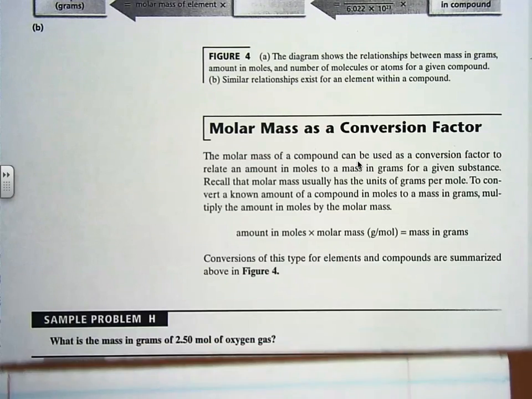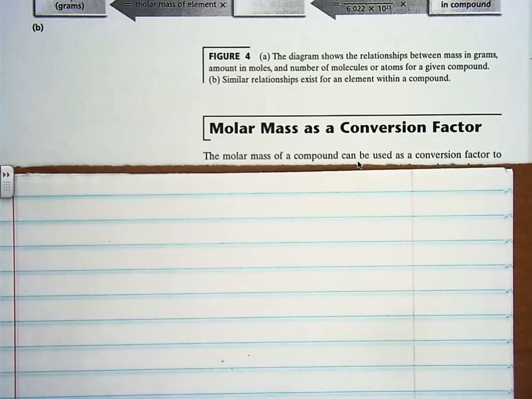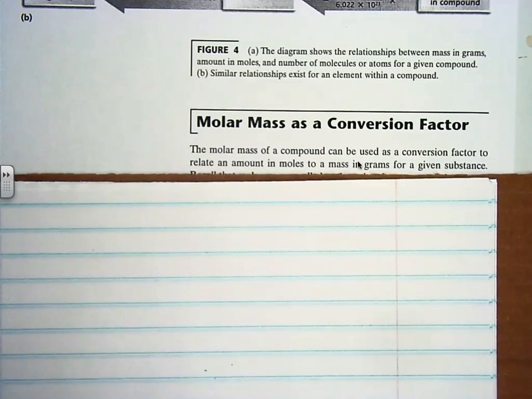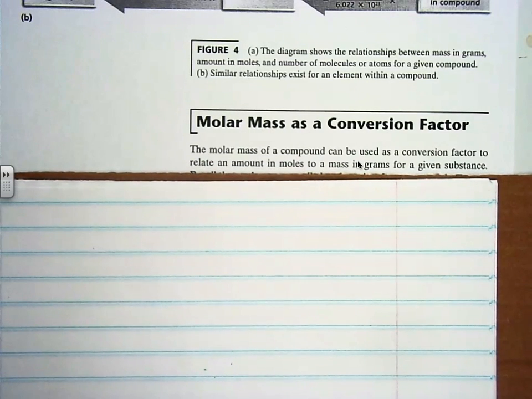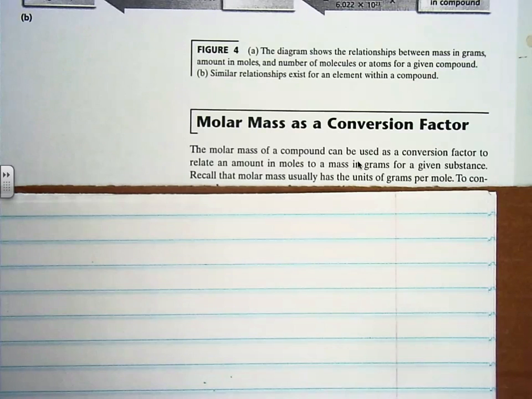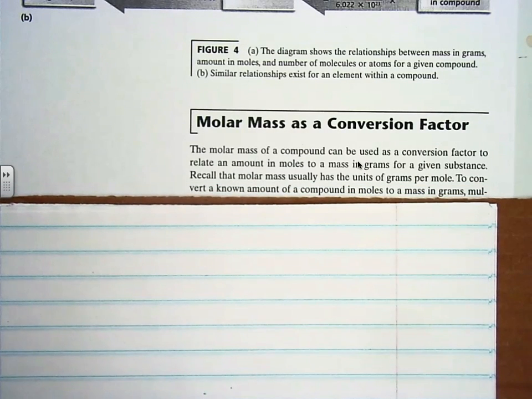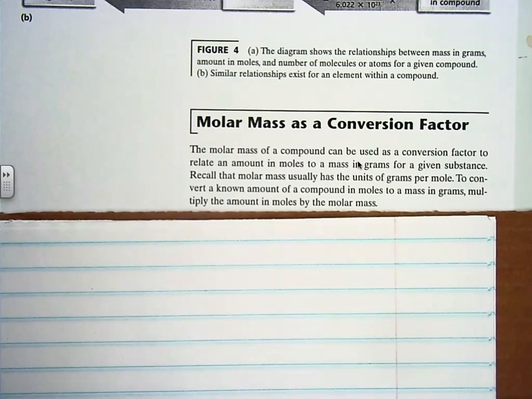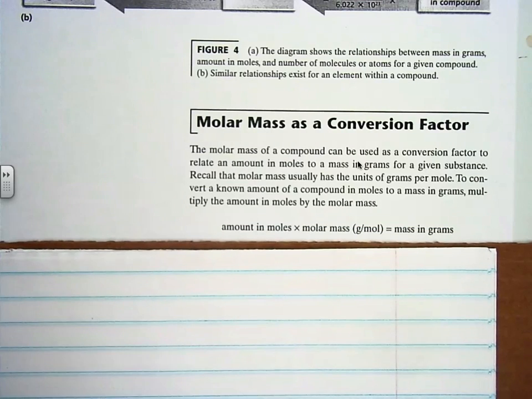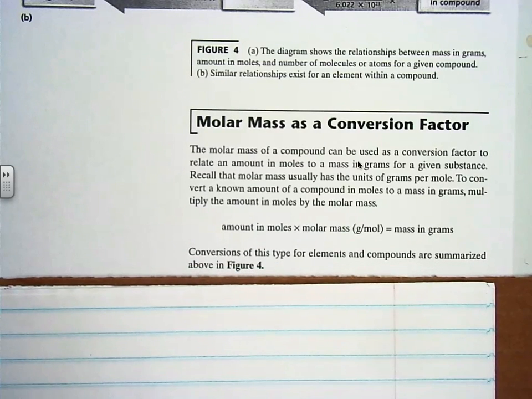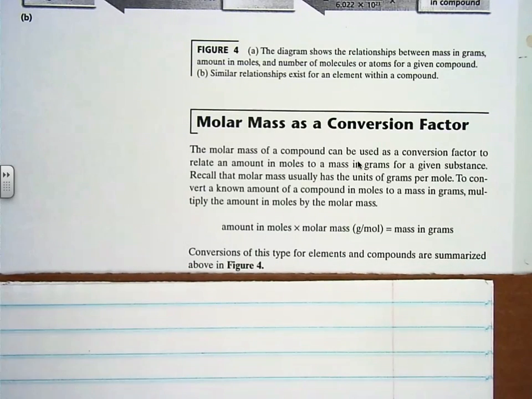different color pen. Oh, wait, let's read a little bit more. Molar mass as a conversion factor. Just what we talked about up ahead. The molar mass of a compound can be used as a conversion factor to relate an amount in moles to a mass in grams for a given substance. Recall that molar mass usually has the units of grams per mole. To convert a known amount of compound in moles to a mass in grams, multiply the amount in moles by the molar mass. For example, the amount in moles times the molar mass will give you the mass in grams. Conversions of this type are summarized in figure 4. That's what we just looked at.